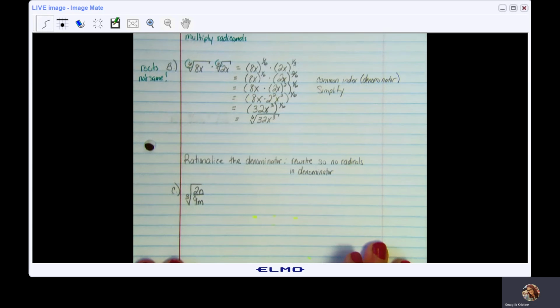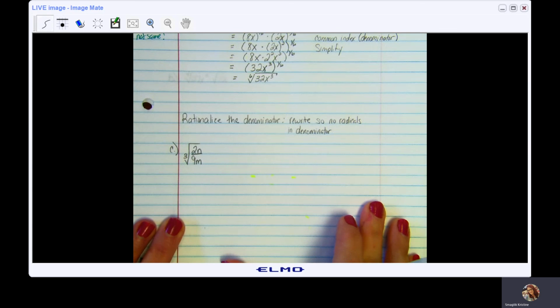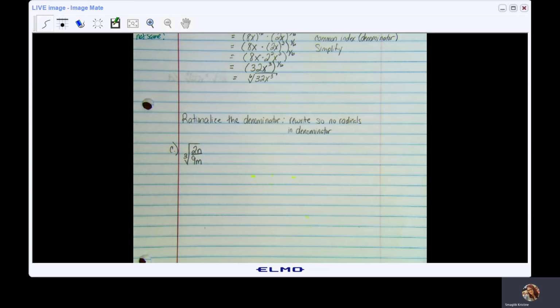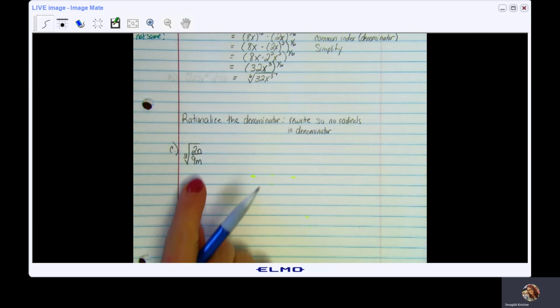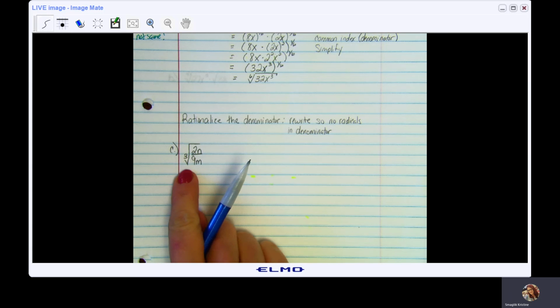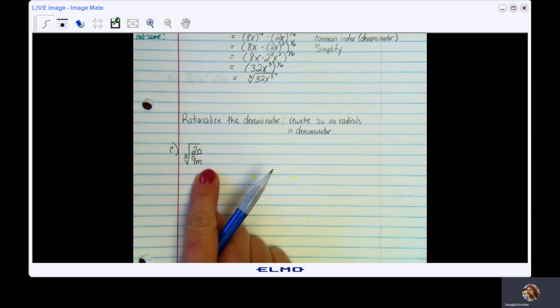Now let's take a look here at rationalizing the denominator. When we rationalize a denominator, we're rewriting it so that we don't have a radical in the denominator. In order to rationalize this, we need to find a factor so that, in this instance, we have a cube root in the denominator so we can simplify that and get rid of the radical. So let's take a look.